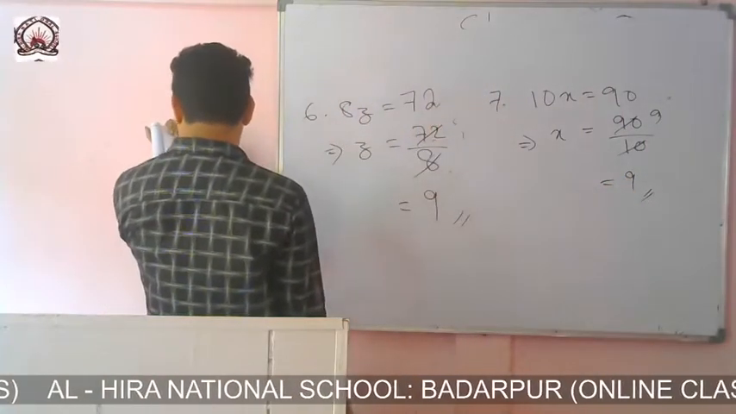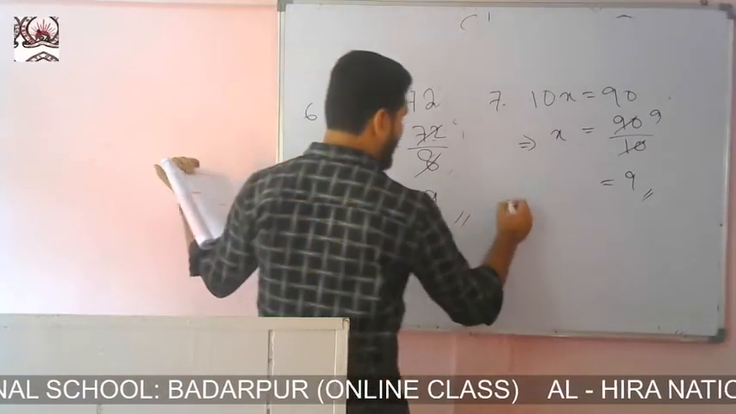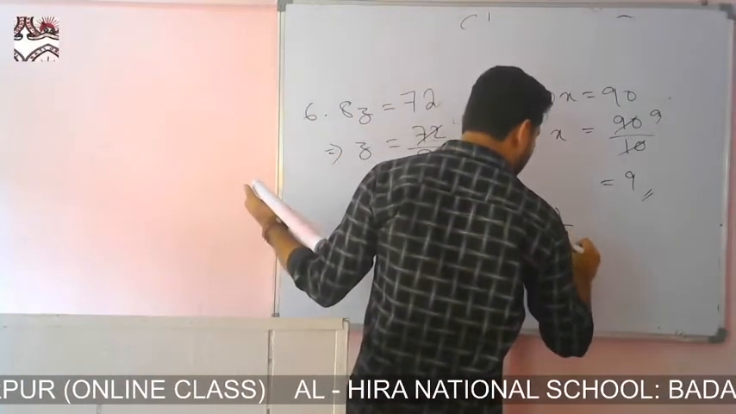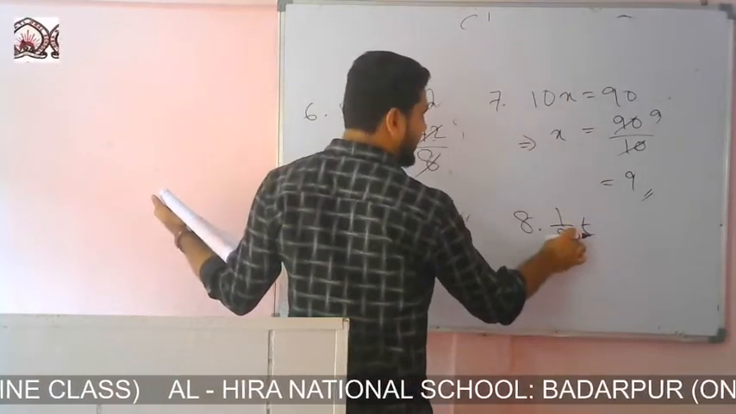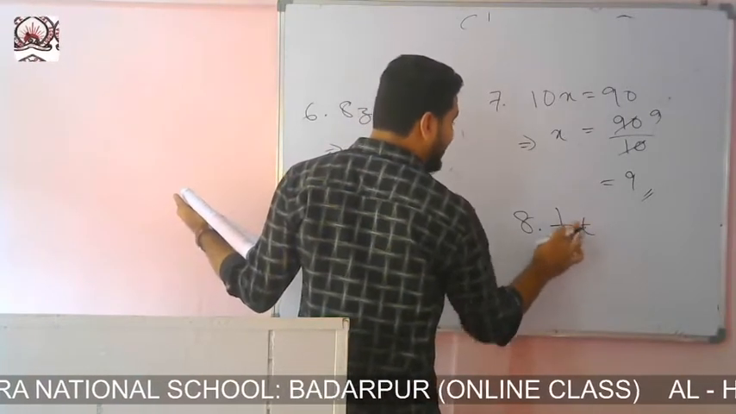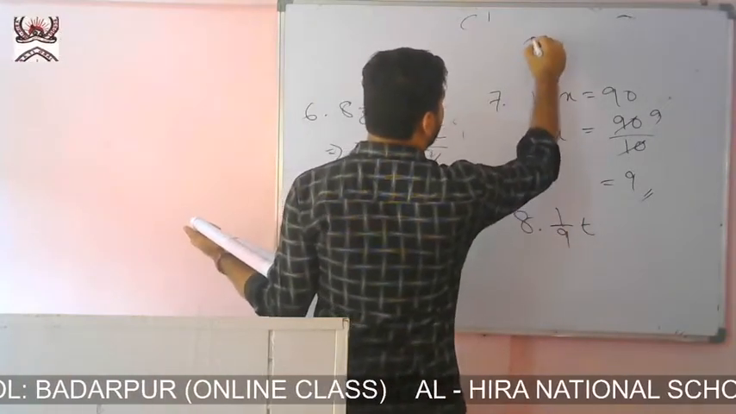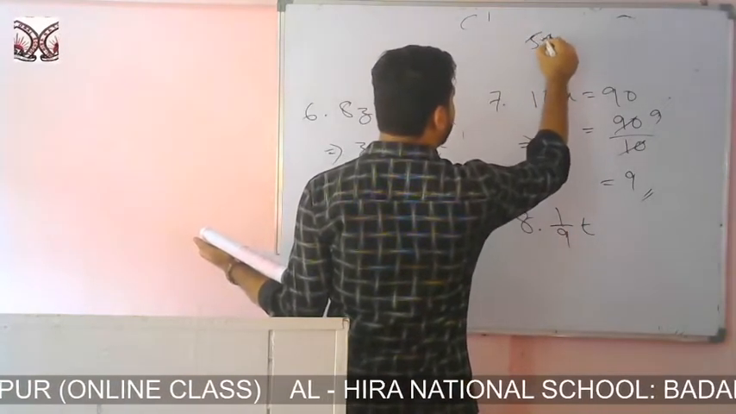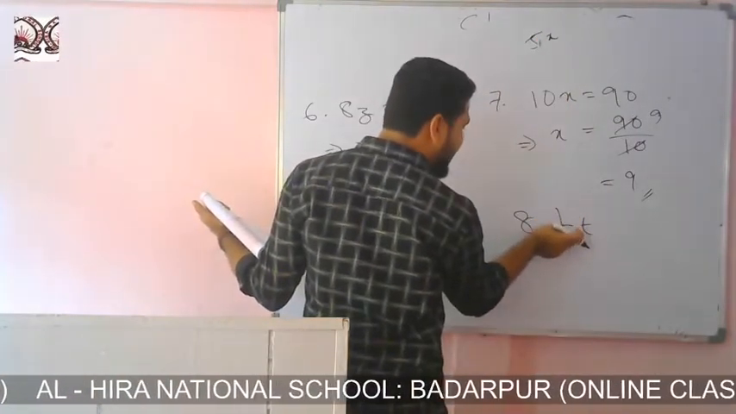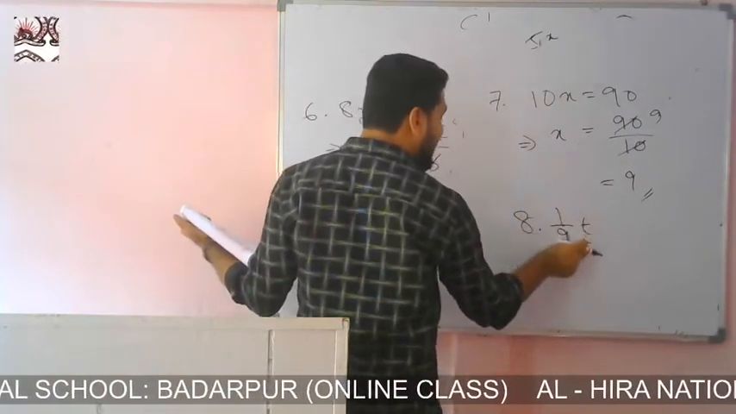Okay. Now come to question number 8. Question number 8 is what? You see, 1 by 9t. This t is with a relation multiplication, because if nothing is given, so we assume that there is multiplication. Suppose 5x, that means 5 and x are with a relation multiplication. Okay. And this t is in the upper portion. That means this t is in the numerator, not in the denominator.